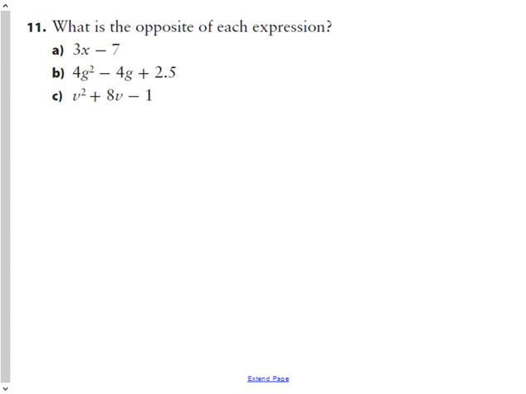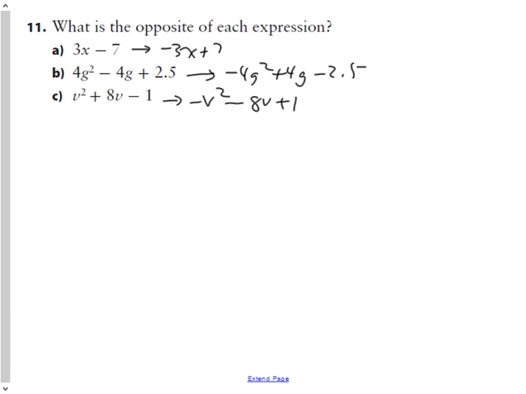Question 11, what is the opposite of each expression? So again, a little redundant, but -3x plus 7, -4g squared plus 4g minus 2.5, and -v squared minus 8v plus 1 is its opposite.